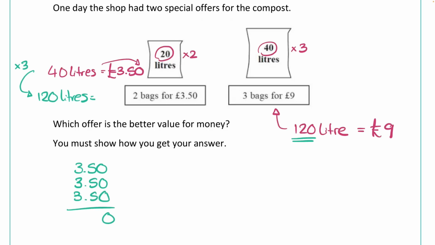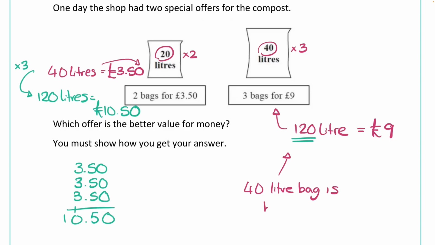0, 0, 0. 5, 5, 5 is 15. And then 3 times 3 is 9, plus the 1 is 10. So £10 and 50 pence. So £10.50. So the 120 litres on the deal on the left is going to cost me £10.50, but 120 litres on the right is only costing me £9, and therefore I would say over here the 40 litre bag is a better value.